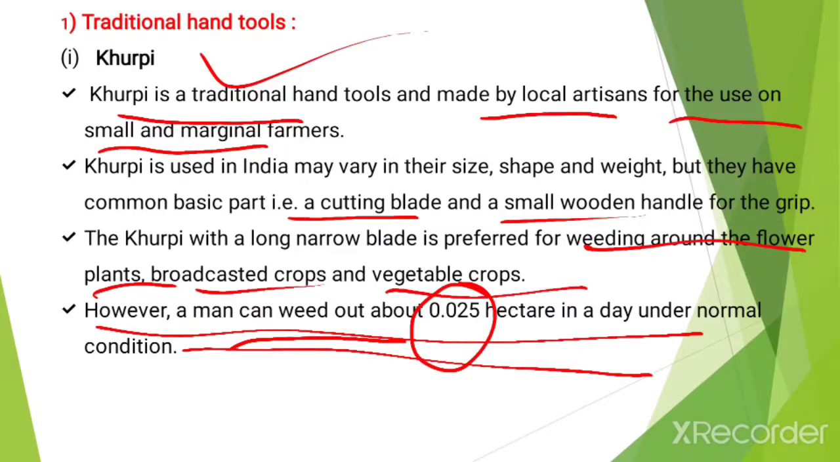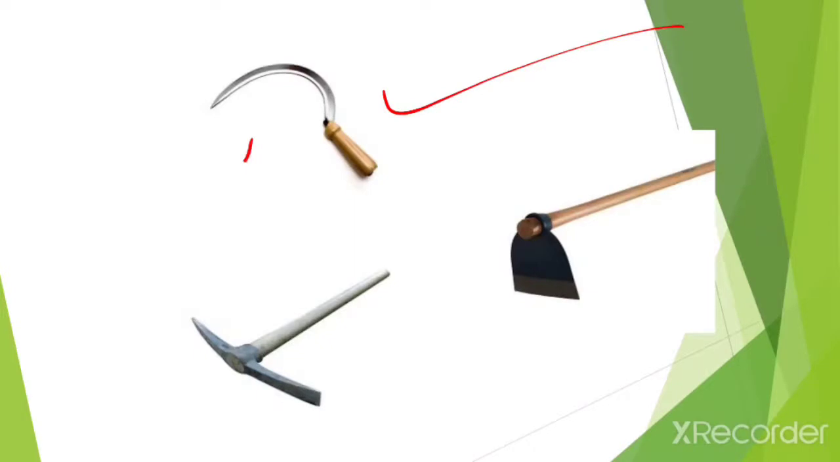This is important. This is the khurpi. Then this is the phawra or the spade, and this is kudal or kudali.